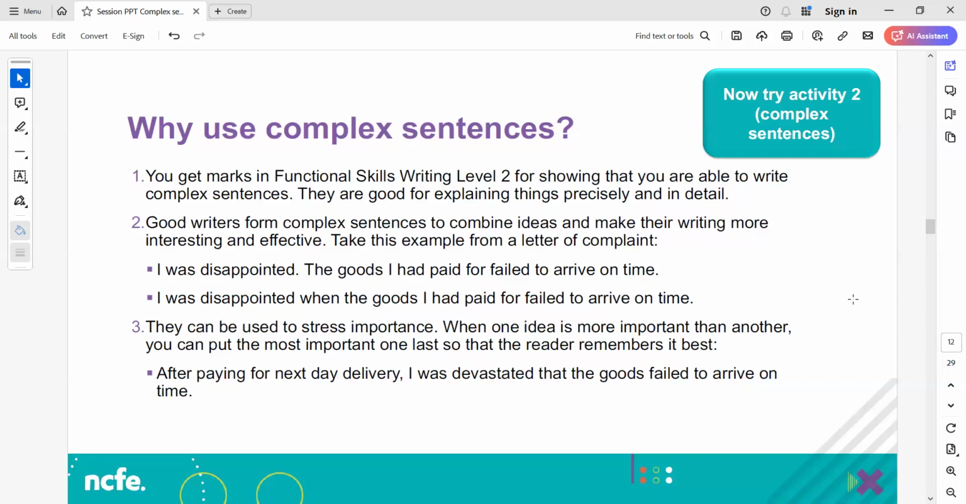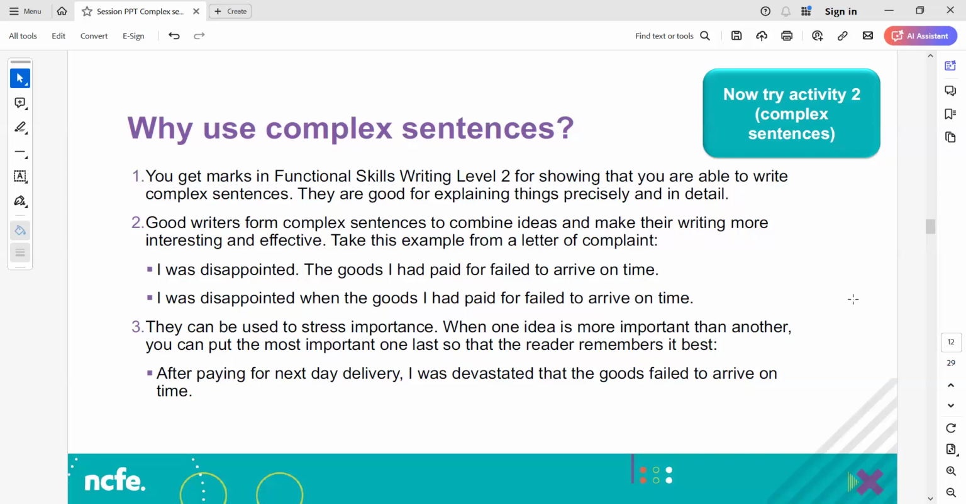level 2. So let's look at this example from a letter of complaint. I was disappointed. The goods I had paid for failed to arrive on time. I was disappointed when the goods I had paid for failed to arrive on time. So it's added more detail about when they were disappointed.